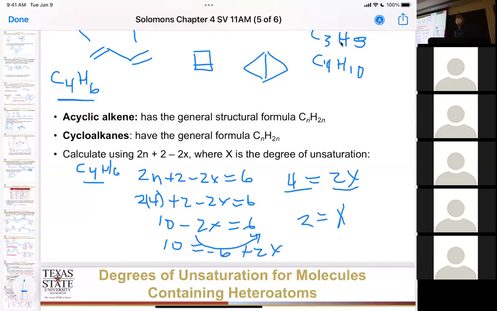So what does that mean? We have 2 things that are unsaturated there. That means we have 4 hydrogens missing. We're going to have 2 double bonds, or 2 rings, or a ring and a double bond. That's what that X means.